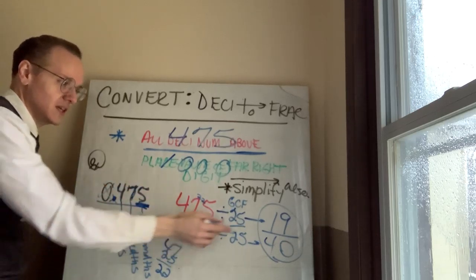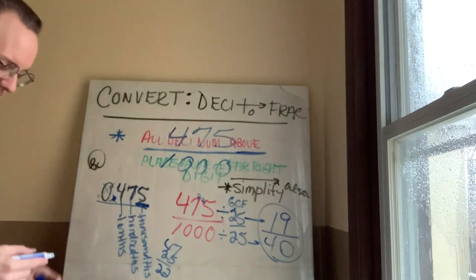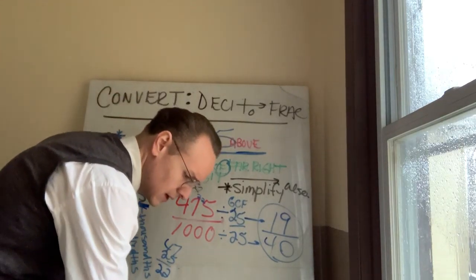475 thousandths is the same as 19/40. 19/40.